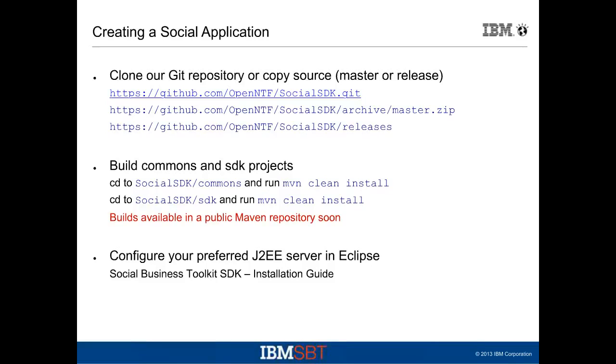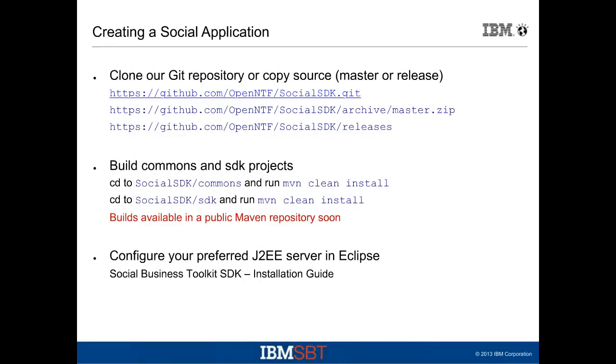The next thing you need to do is set up your preferred J2E server. So this is where your application is going to run. The development team are all using Tomcat, and if you follow the instructions in our installation guide, you can download Tomcat. Again, it's just an unzip to get it up and running, and then you can configure it very easily for Eclipse, and then you can use that as your target runtime environment for the Eclipse project.